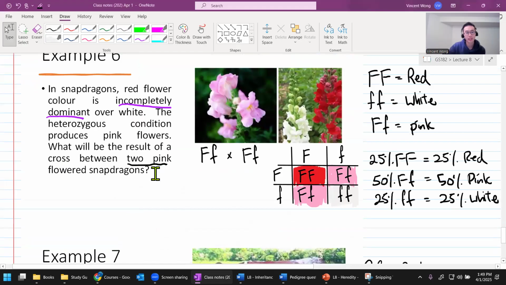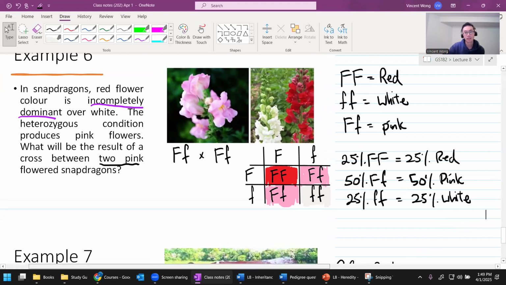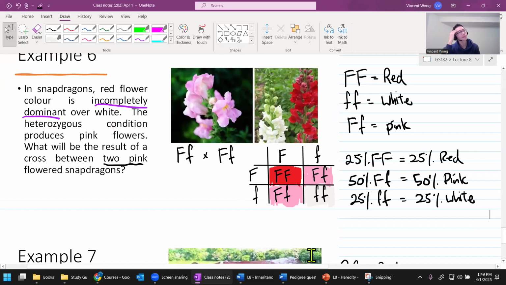We started with 2 pink flowers, but only 50% of them are pink. What if I only want pink flowers? What kind of parents should I breed? How do I guarantee the highest yield of pink flowers? Or is 50% the highest we can get? What parents do I need to produce the most pink flowers? Anybody? No?